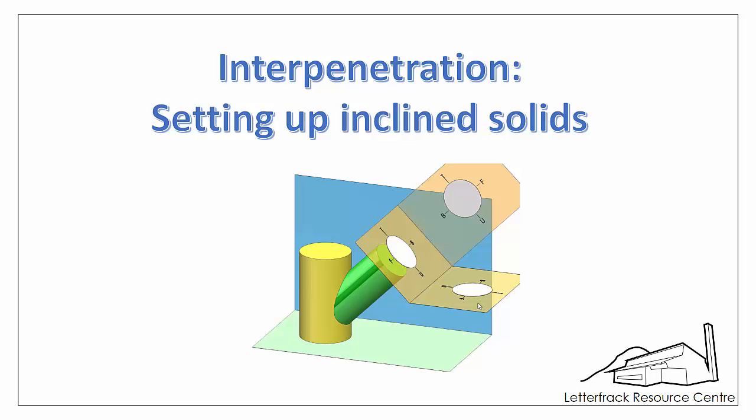In this video we're going to look at a pretty common problem that we're faced with when we're dealing with the topic of interpenetration, and that's when you have two solids and one of the solids is an inclined or angled solid. So we're going to look at the theory behind how we actually set up the question.